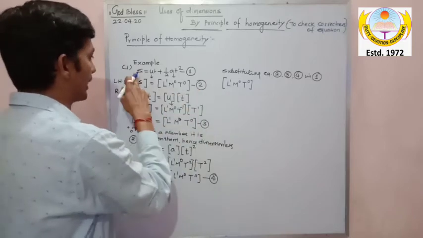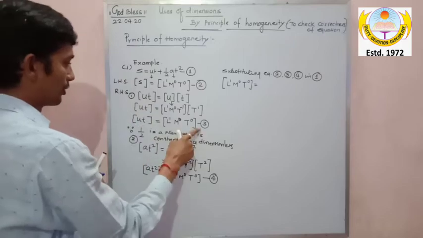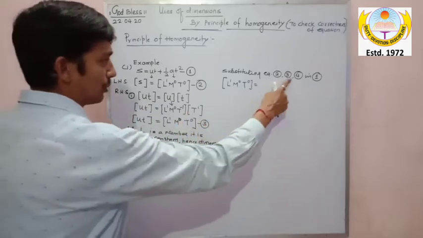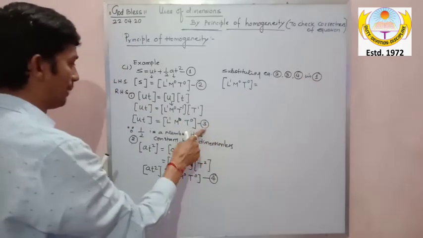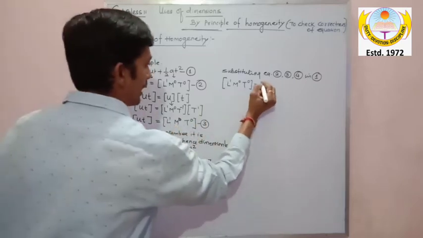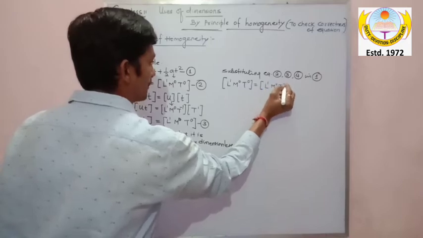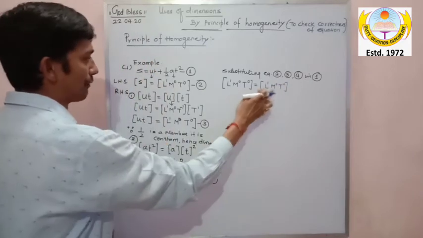is equal to now UT. So substitute equation number 3. I said 2, 3, 4 in 1. So in 3, the dimension of UT is given, that is L1 M0 T0. So here I will write, in place of UT, L1 M0 T0. Okay. So I have written the dimension for UT also.